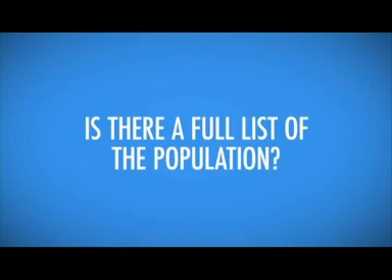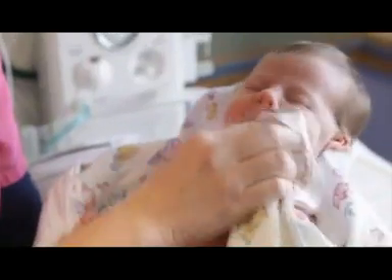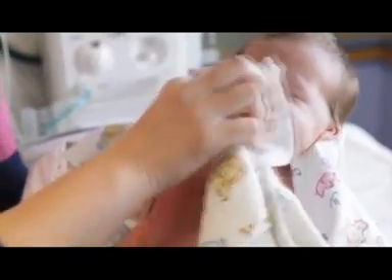Another reason it can be difficult to get a truly random sample is that most researchers don't actually have an exhaustive list of all the individuals in the population of interest. For example, if you're interested in studying the development of infants, you might have a list of all infants born at a local hospital or a list of all infants born in your state within the past year, but you're not likely to have lists of all infants born in the entire United States in the past year.